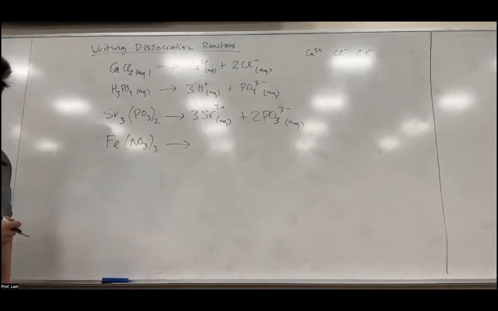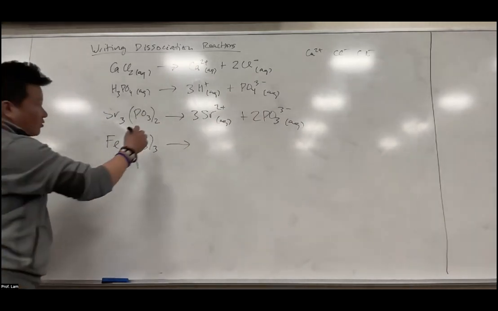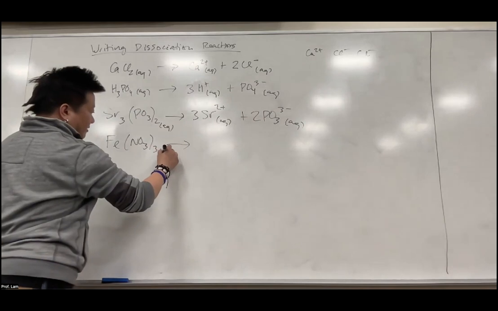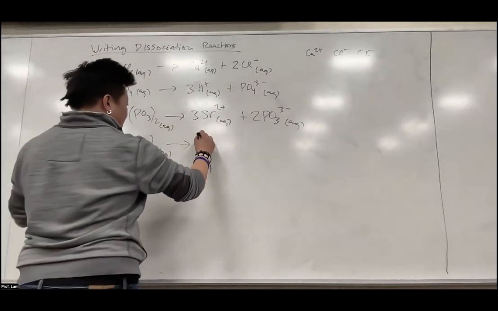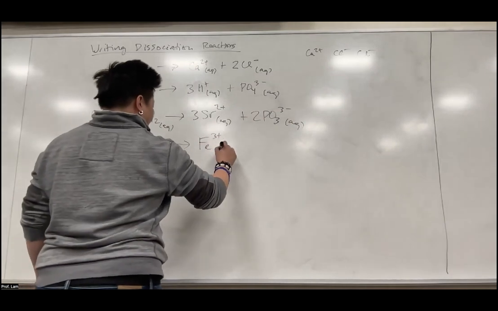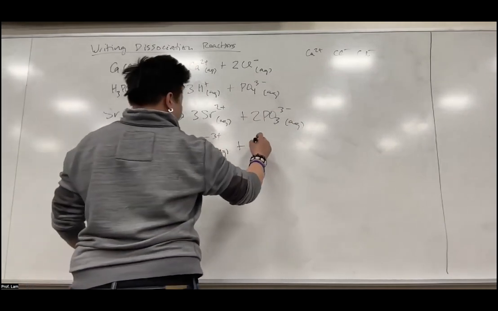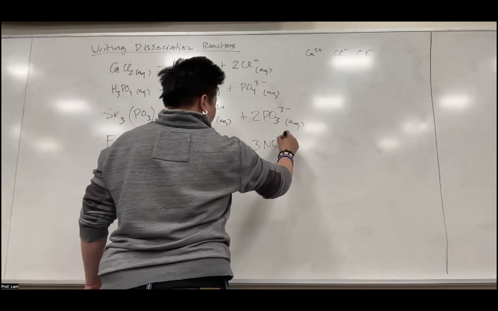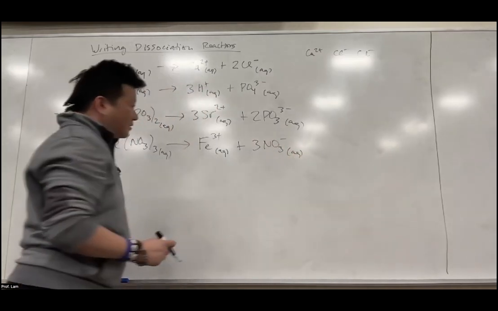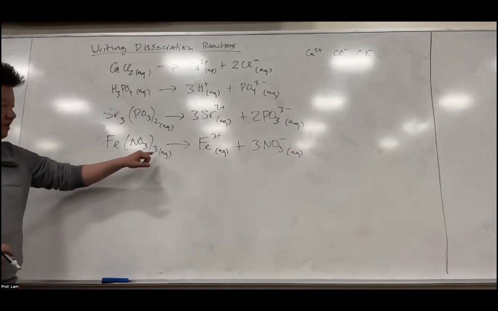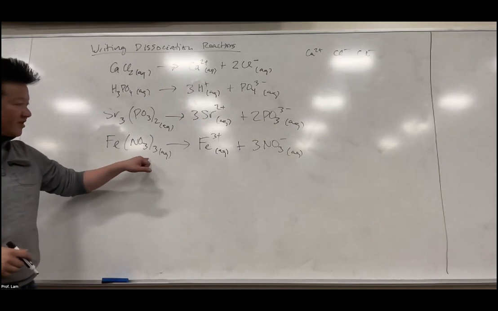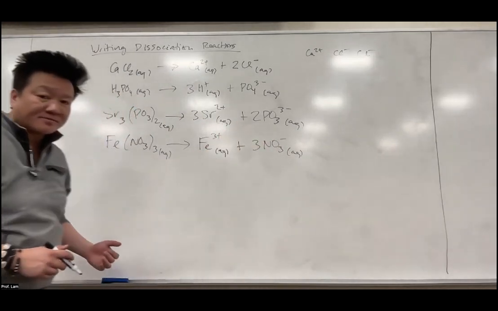How about iron 3 nitrate? Aqueous. Right, all these are going to be aqueous. So anytime you see AQ, okay, split it up. So it'll be Fe 3 plus aqueous plus 3 NO3 minus aqueous. Right, where does the 3 come from? Here. There are 3 units of nitrates, right? So 3 NO3 minus.